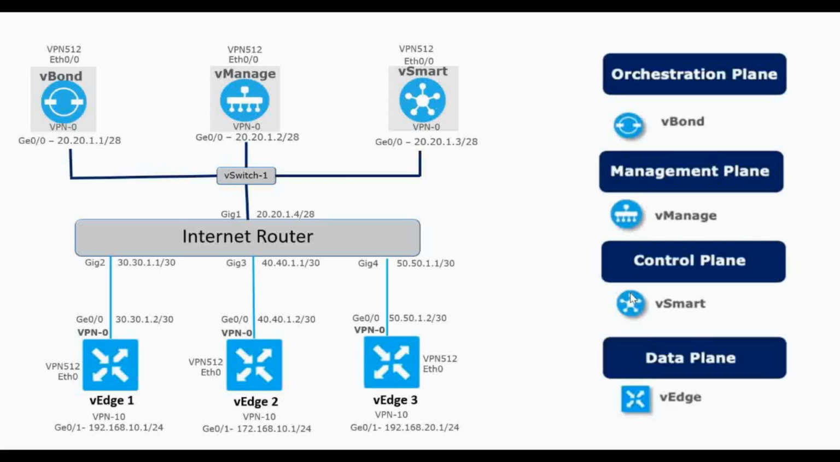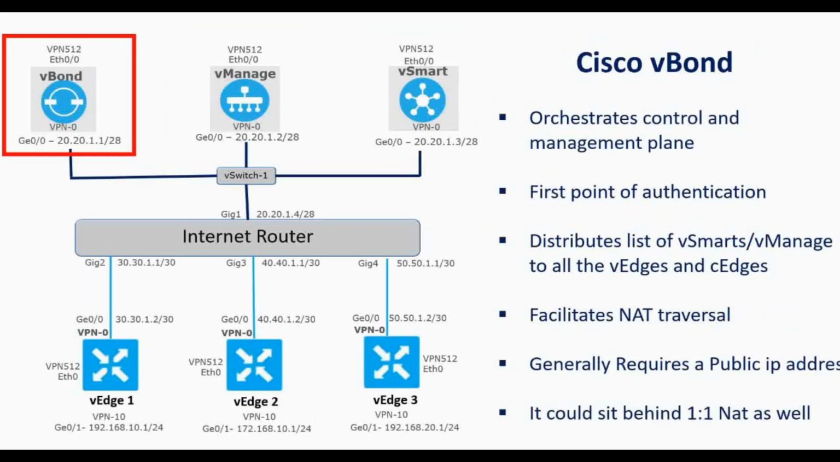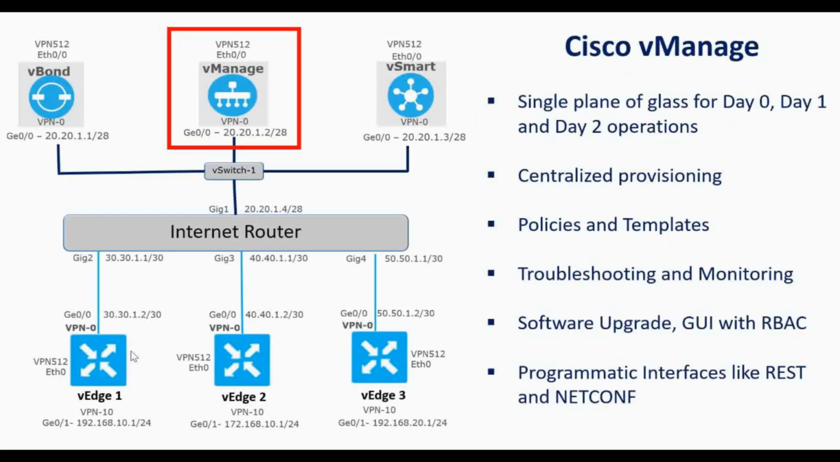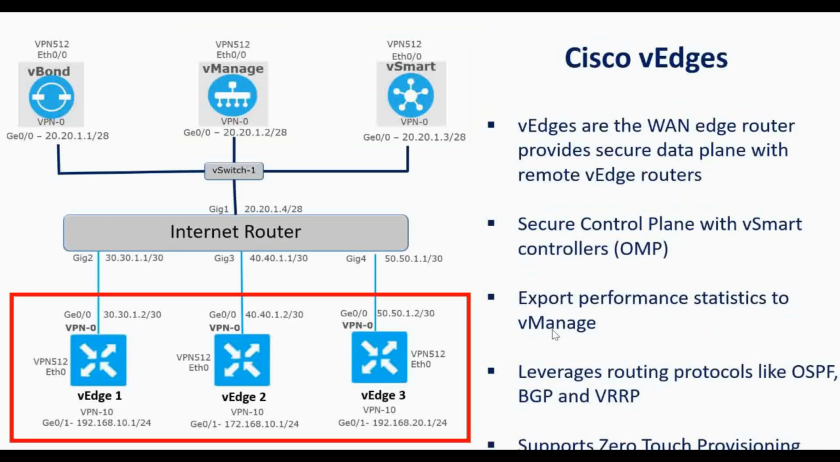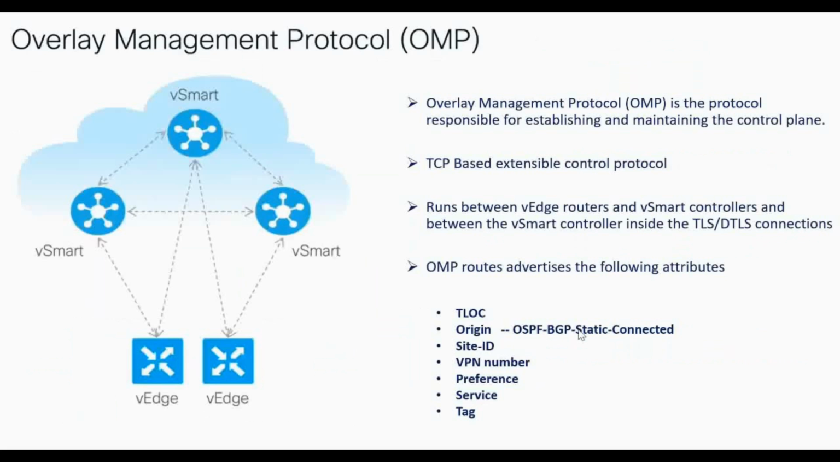So basically, we have seen what is vBond, vManage, vSmart. The vBond sits on the orchestration plane, vManage on the management plane, and vSmart takes care of your control information in the control plane, and vEdges, where exactly the data traffic is flowing between the vEdges, sit on the data plane. So vBond is the first point of authentication, and vManage takes care of all your day 1, day 2 operations, and vSmart in the control plane. And the VPN numbers: VPN 0 for transport, VPN 512 for management, and the rest everything is used for your service VPNs. Then we saw about the Overlay Management Protocol, TLOC.